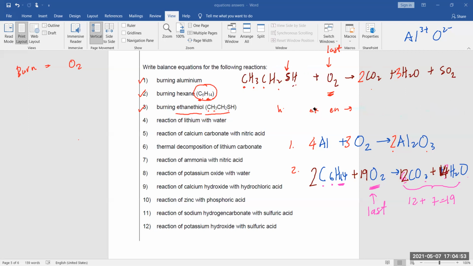So how do we calculate the oxygen? We start from the back. 2 carbon dioxide, 2 times 2 is 4. 3 oxygen, so 3. Here there is 2. So 4, 5, 6, 7, 8, 9. 9. Okay, so what you do here is you put 9 over 2. So this equation is balanced.